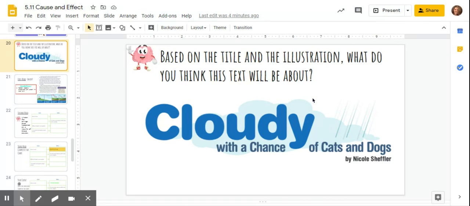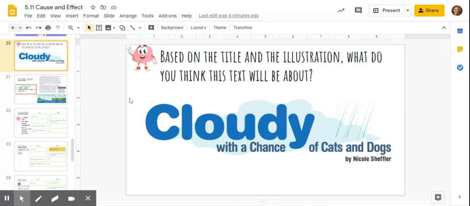I wonder. It's kind of making me curious because it's cloudy, so I know it's maybe something to do with weather, but with a chance of cats and dogs? I don't understand. What does that even mean? Are they talking about the idiom it's raining cats and dogs? Are they talking about actual cats and dogs appearing? I don't know. I wonder what you thought.